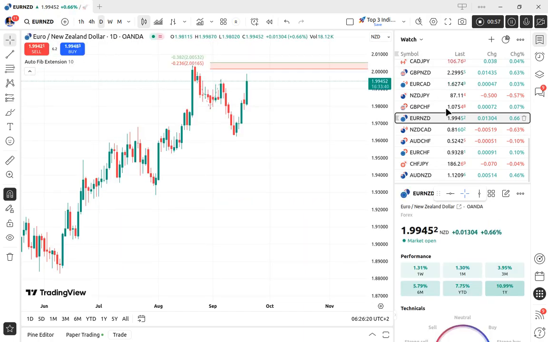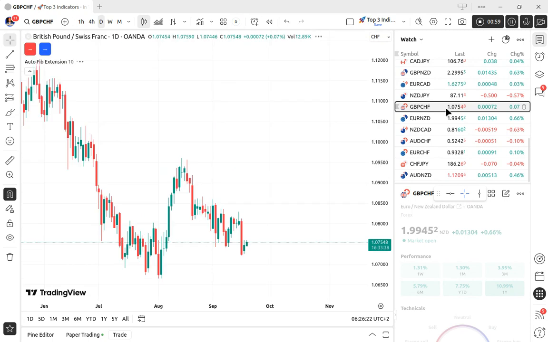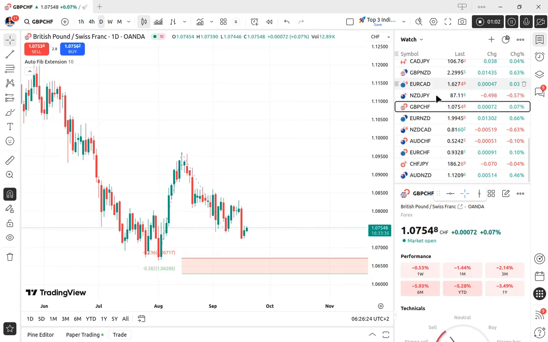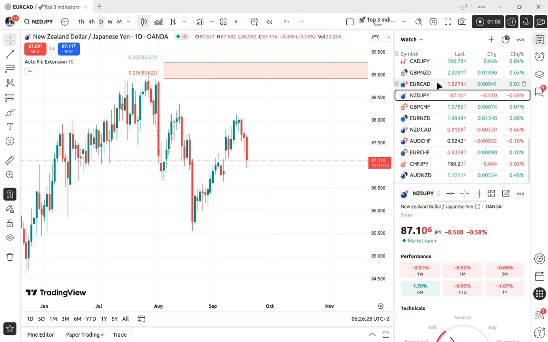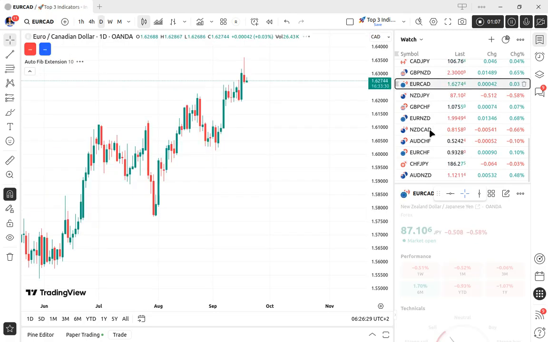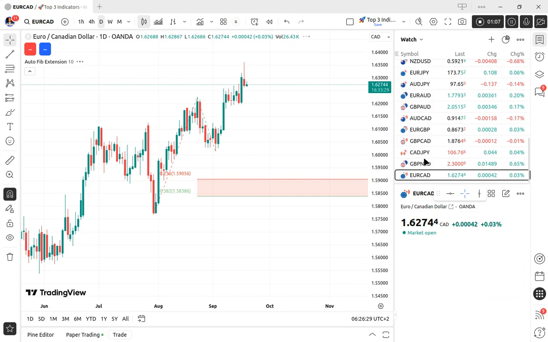Well, I think it can also be a buy pattern. But anyway, let's see what happens. Basically, we're looking for a price that appears in that range.